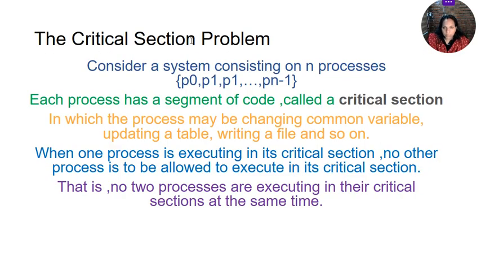You can see that the critical section problem considers a system consisting of n processes, P0 to P(n-1). Each process has a segment of code called a critical section, in which the process may be changing common variables, updating a table, writing a file, and so on. When one process is executing in its critical section, no other process should be allowed to execute in that critical section. That is, no two processes are executing in the critical section at the same time.